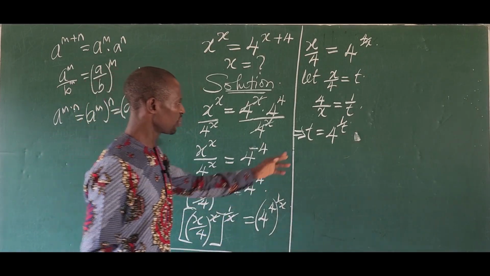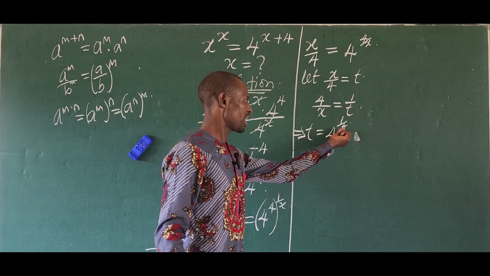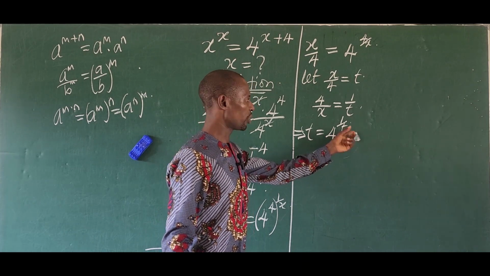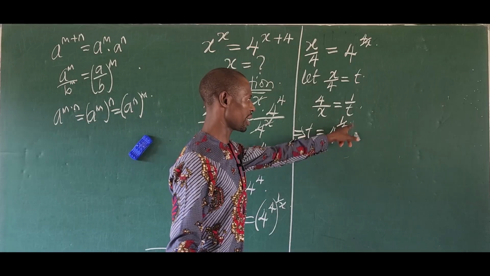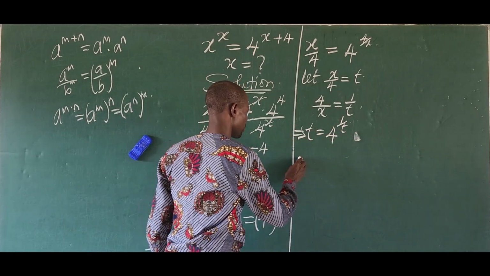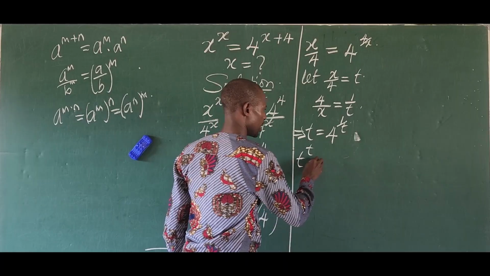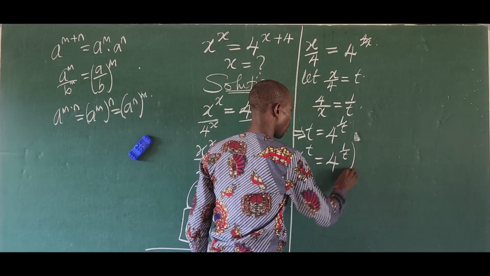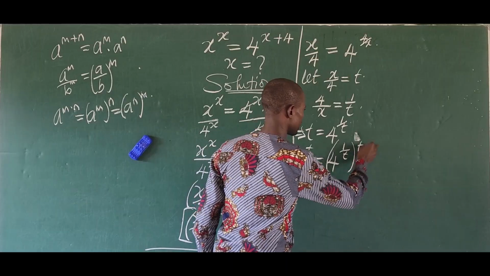Good. So with what we have here, we want to eliminate this power again. So how do we eliminate this? We're going to raise both sides to the power of t. Raise this one to t. And so this is going to give us t to the power of t, equal to 4 to the power of 1 all over t, all raised to the power of t.